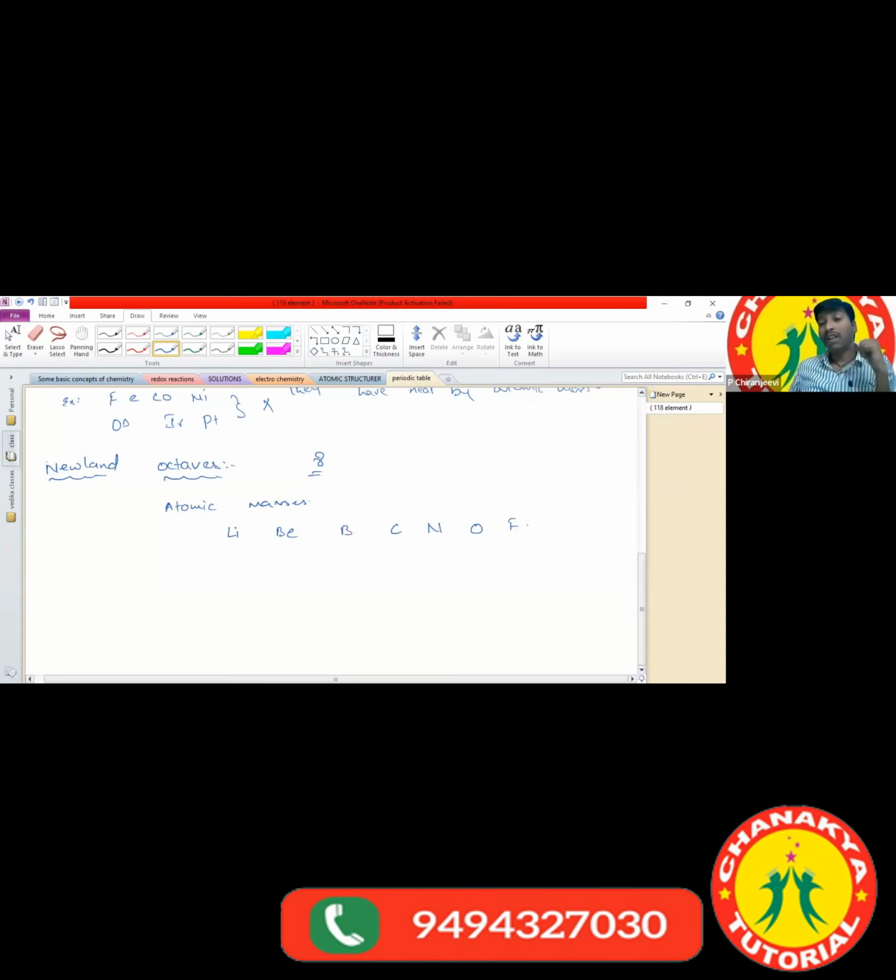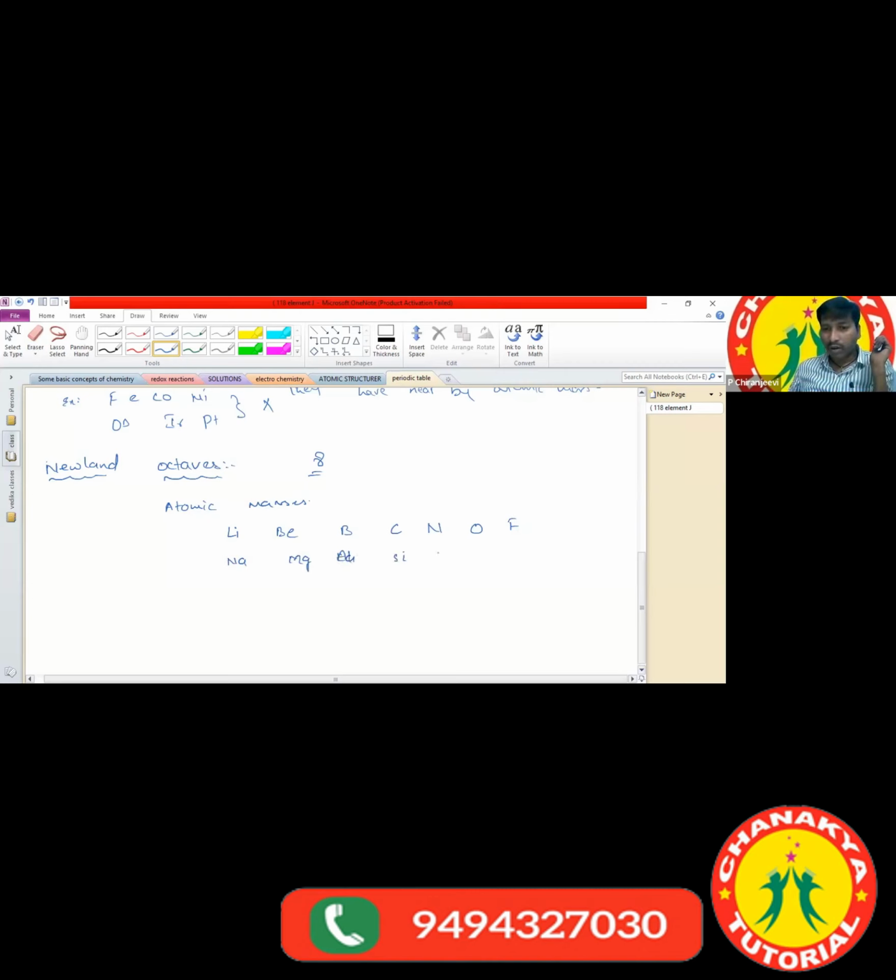Neon we will get. But at the time of classification, they didn't find out the noble gases. So what is the next element you will get? Next element you will get as sodium. After that, magnesium. After that, calcium.